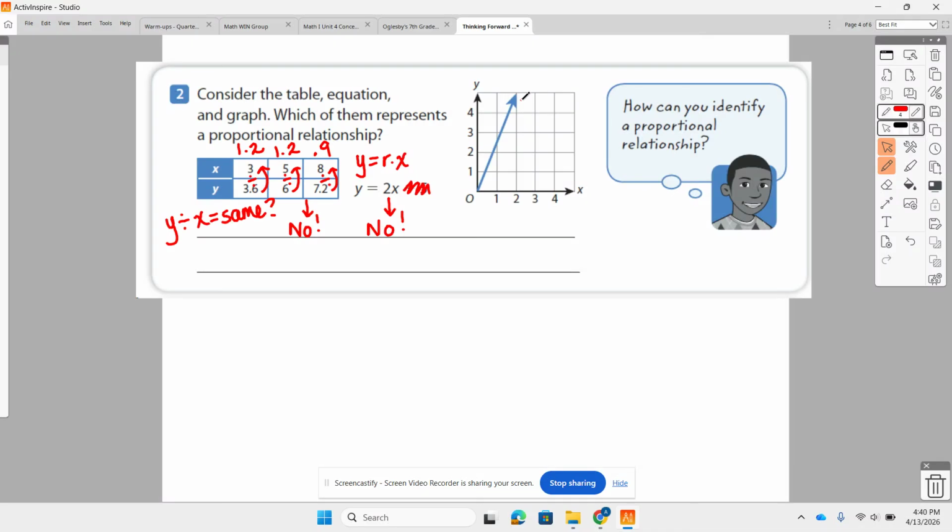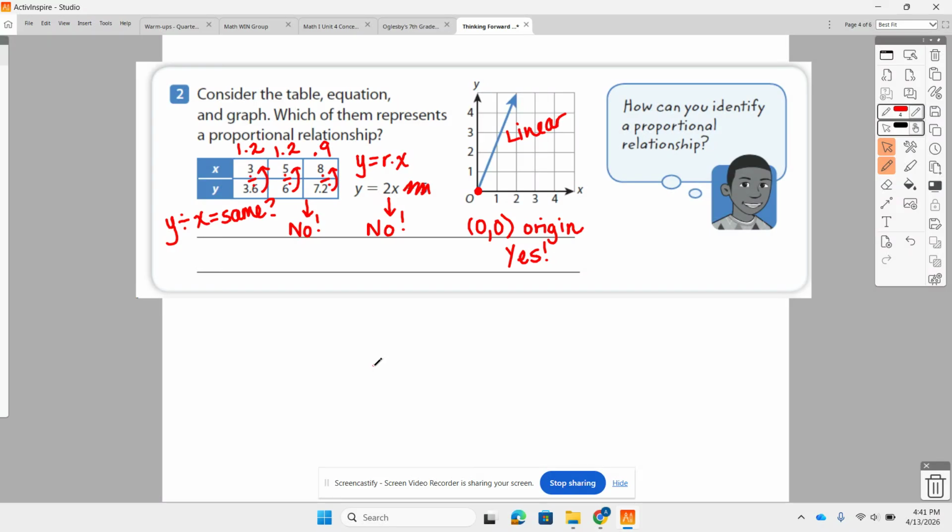Okay, the graph is actually the only one that is a yes. And it's a yes because it goes through 0, 0, the origin. And it is linear. It's a straight line, not a curve. Doesn't have any changes in its constant rate of change. So we would say that this is a yes, a proportional relationship.